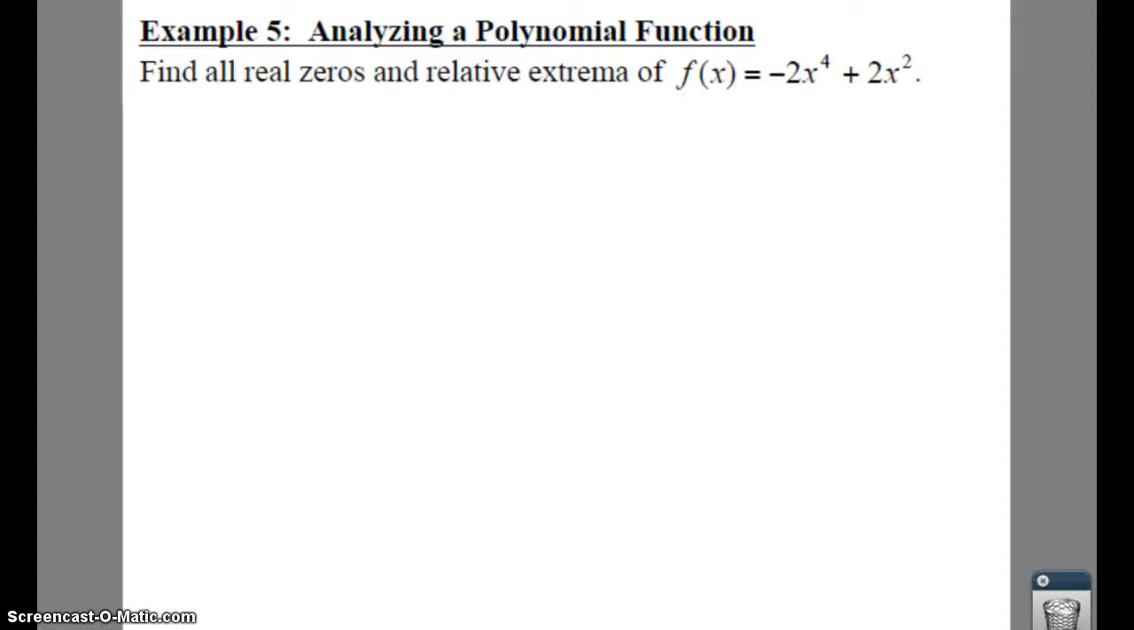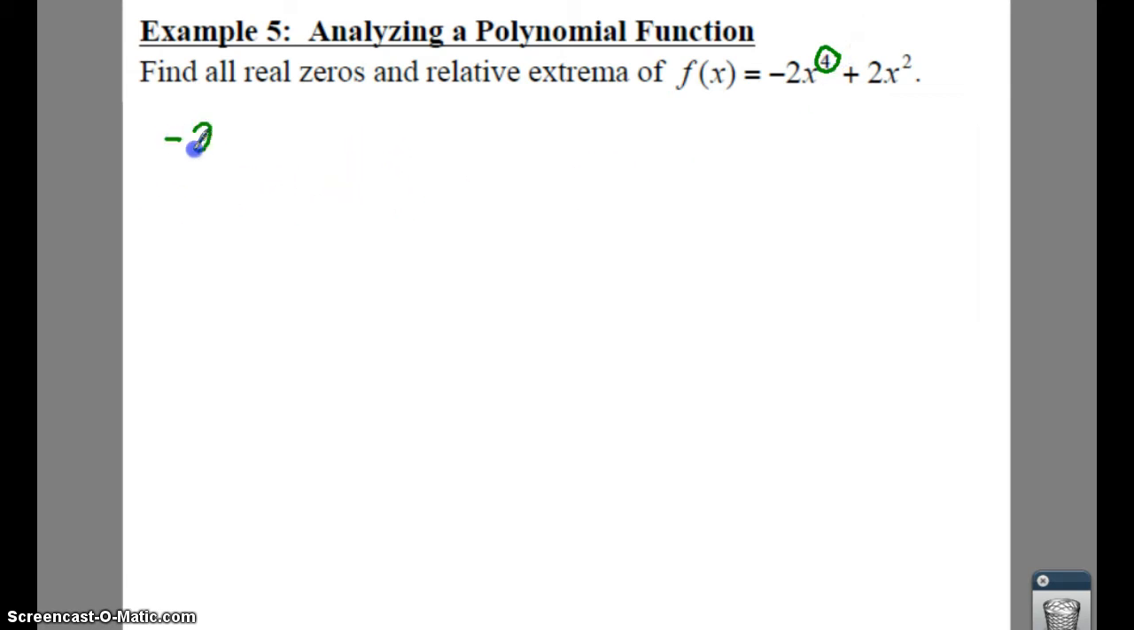Right, example 5 is somewhat similar to example 4. Here we're going to analyze a polynomial function, and in this case, we have to find all real zeros and relative extrema. If we want to find all of our real zeros, this looks like something we could factor. When you want to determine how many zeros you're going to have, you look at your degree. Well, the degree is 4, so we should have 4 zeros at the end.